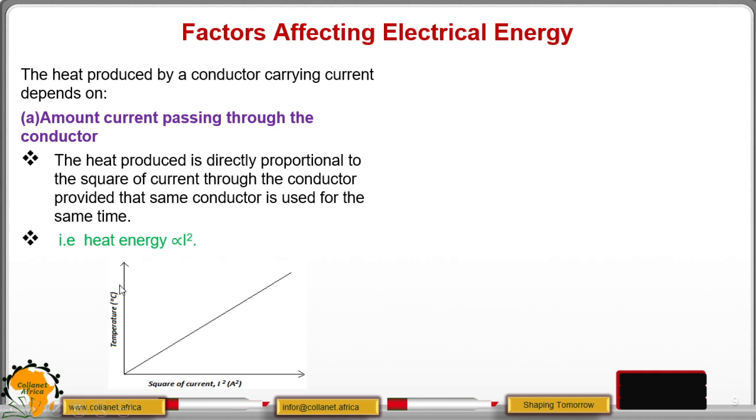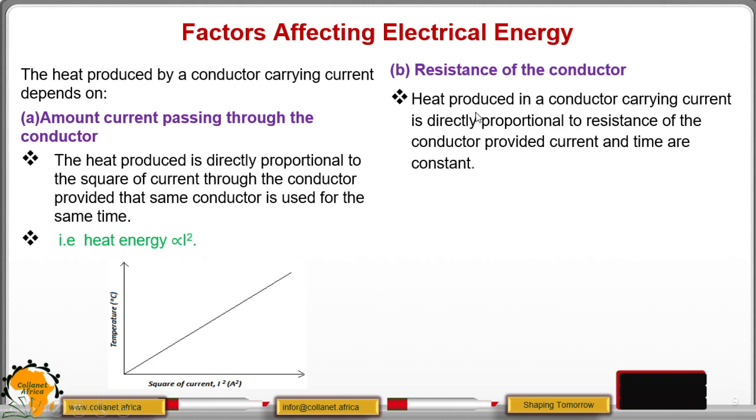Now when you plot a graph of temperature against the square of current, that will be a straight line through the origin. And this shows that the heat energy is directly proportional to the square of the current. Then the second factor is the resistance of the conductor. Heat produced in a conductor, as we have seen earlier, increases with increase in resistance.